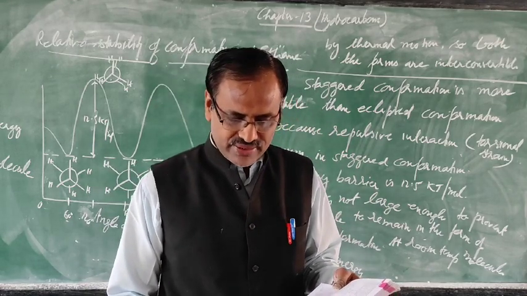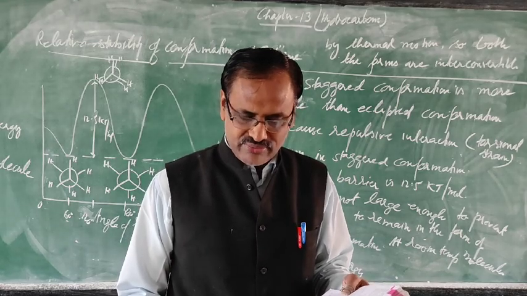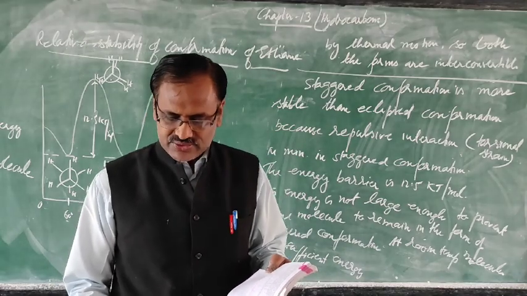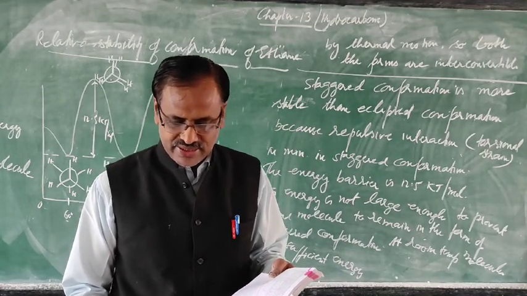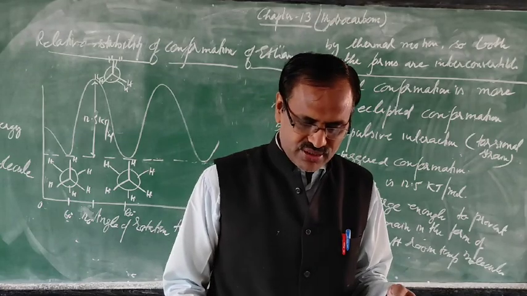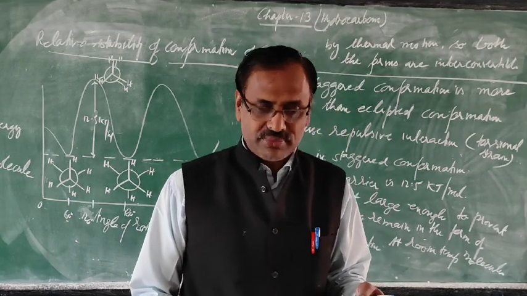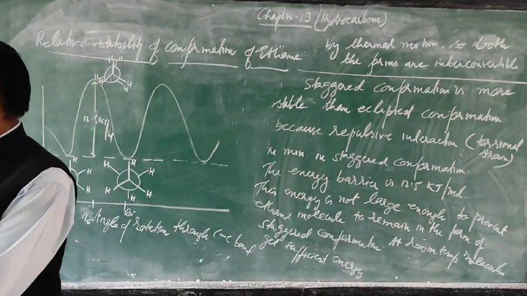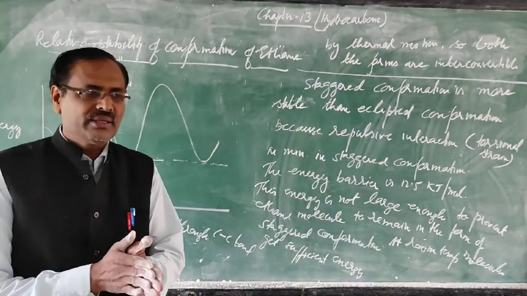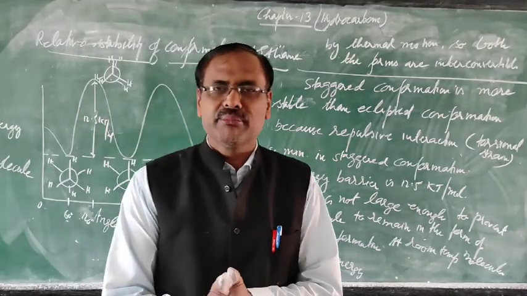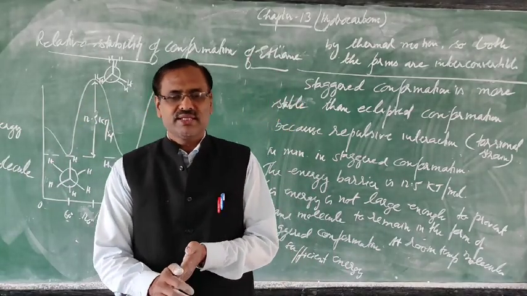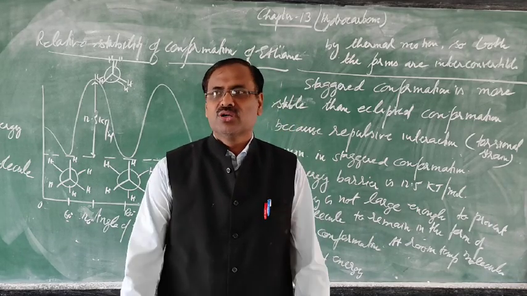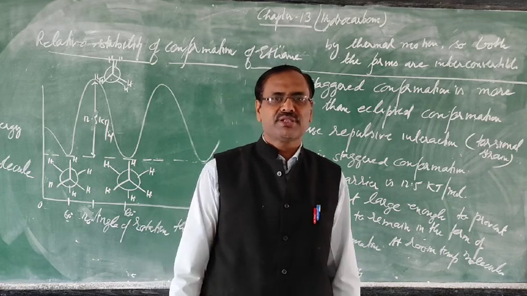The staggered form of ethane has the least torsional strain, whereas the eclipsed form has the maximum torsional strain. This is why, of all the conformations of ethane, the staggered form is most stable and the eclipsed form is the least stable, because repulsive interaction is minimum in staggered and maximum in eclipsed. In the next video we will study the preparation of hydrocarbons.